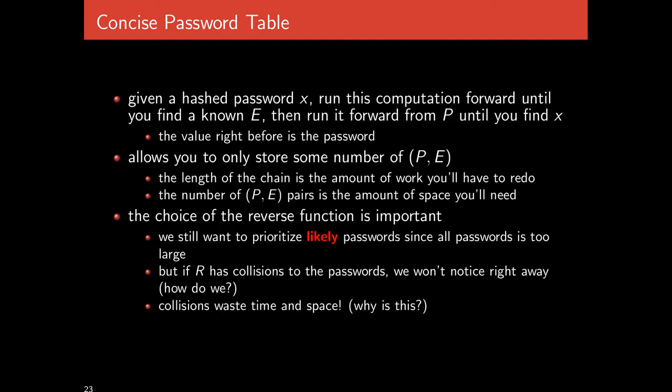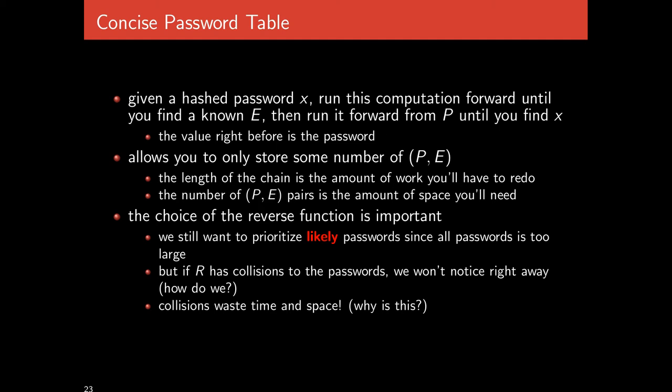So given a hashed password X, run the computation forwards until you find a known E, then run it forward from the corresponding P until you find X. Then the value you had right before, that's the password. This means that you only need to store P, E, but buried within that is all of the information for how to find a password on this chain.